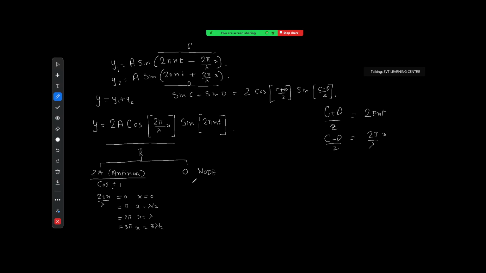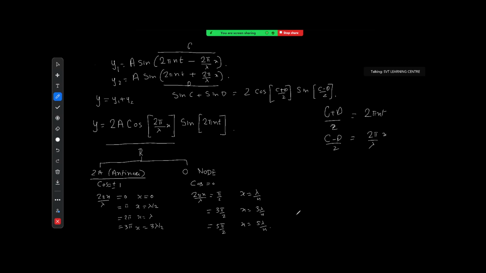Coming down to nodes, your cos should be 0, correct? So here your cos should be 0. So your 2 pi x upon lambda has to be pi by 2, or it has to be an odd multiple of pi by 2, which gives us that your, sorry, I made a mistake, your x should be lambda by 4. The first option is x should be equal to lambda by 4, or your x should turn out to be 3 lambda by 4, or x should be equal to 5 lambda by 4.